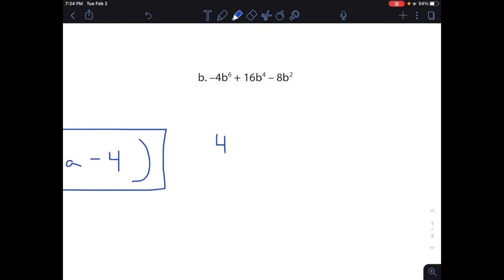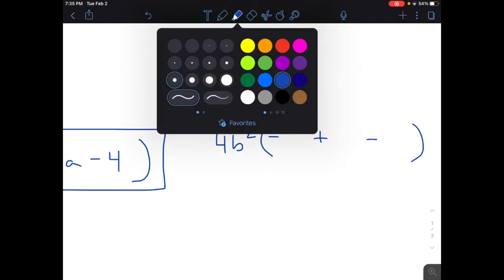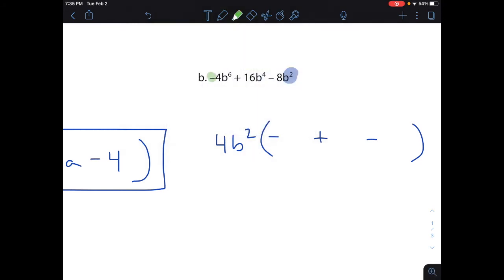And then the smallest exponent is b squared, so I'm going to write a b squared, make my parentheses, and then I'm going to put a... now one thing you could do, and I didn't do this with the last one, but this one starts off with a negative, so you could put that negative in there right away, and then have a plus sign, and then have a minus sign. Okay, so I'm just basically putting those 3 signs in there. So the negative, the positive, the negative.